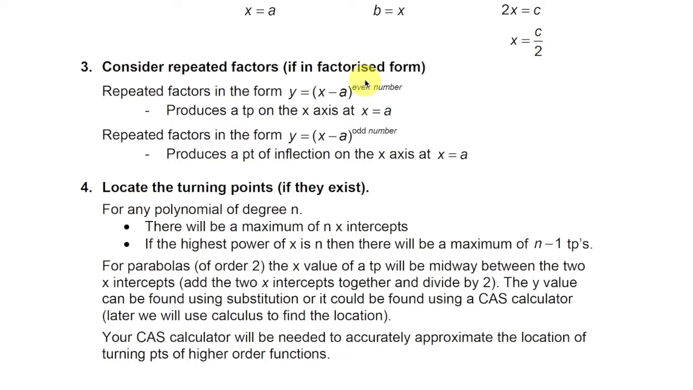So if it's an even number, we're going to have a turning point. There'll be either a negative turning point or a positive turning point. If we have a repeated factor, again x minus a, and it's to the odd power, then there is a point of inflection. A point of inflection basically means that we go up, we then flatten out, and then continue to go up again.